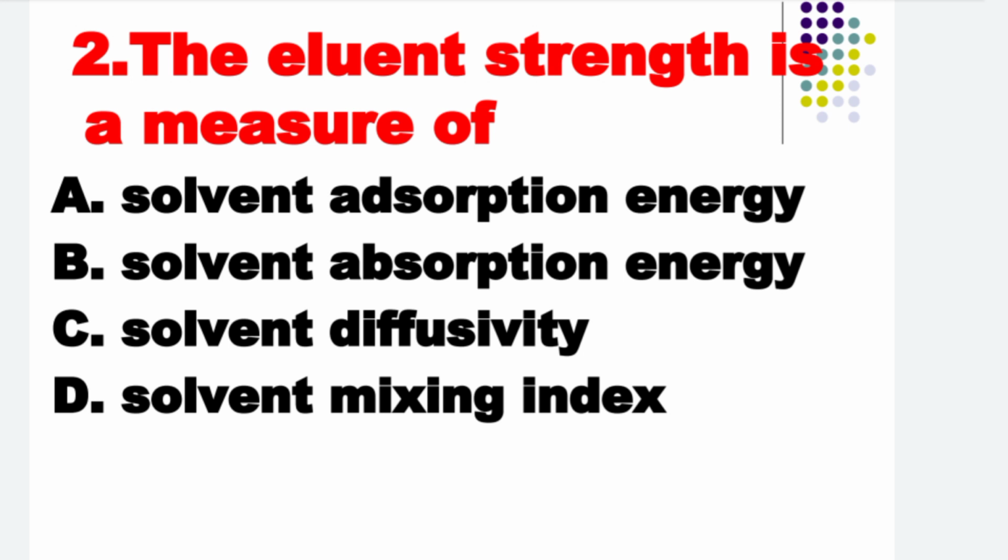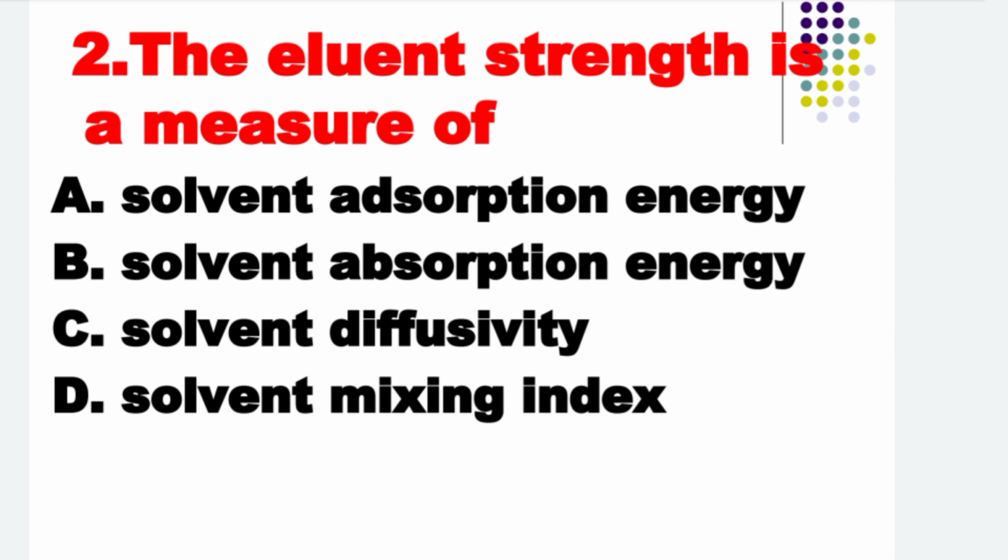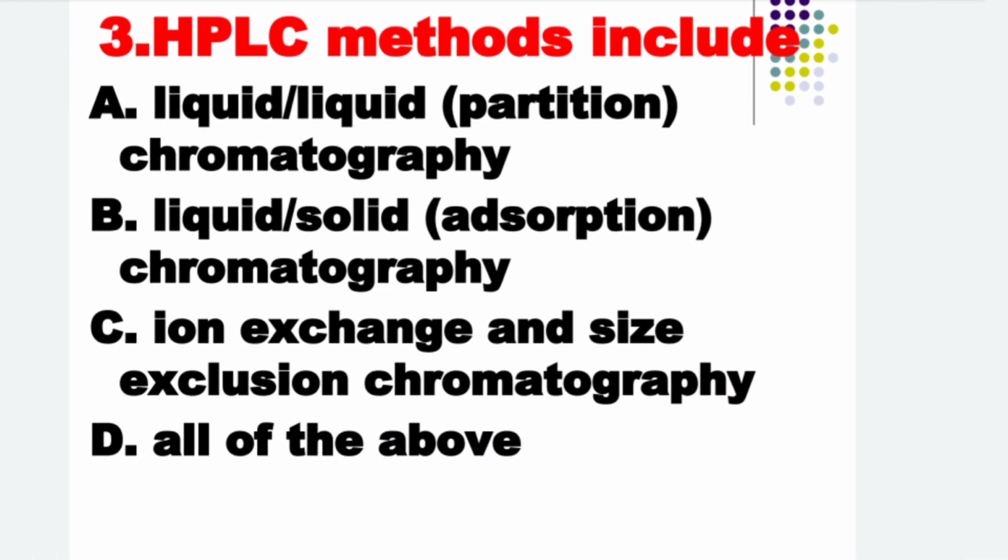Next is the eluent strength is a measure of option A, solvent adsorption energy; option B, solvent absorption energy; option C, solvent diffusivity; and option D, solvent mixing index. The answer is option A. Next is HPLC methods include option A, liquid chromatography; option B, liquid solid chromatography; option C, ion exchange and size exclusion chromatography; and option D, all of the above. The answer is option D.